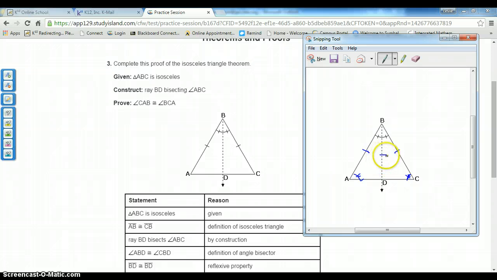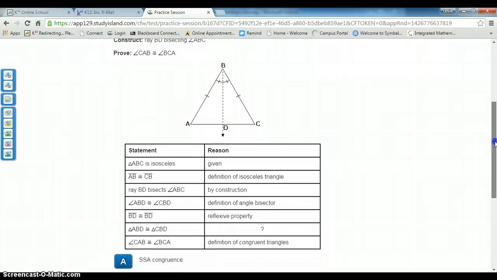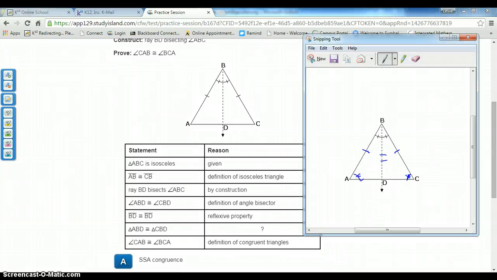BD is congruent to itself because of the reflexive property again. And now we are proving that these triangles are congruent, and then we have a side, an angle, and a side. So this is congruent by the side, angle, side property.